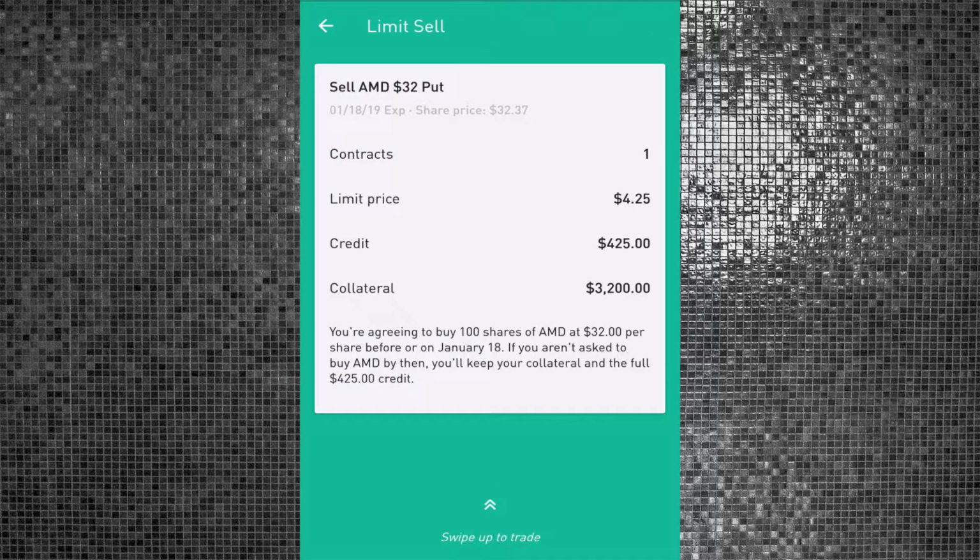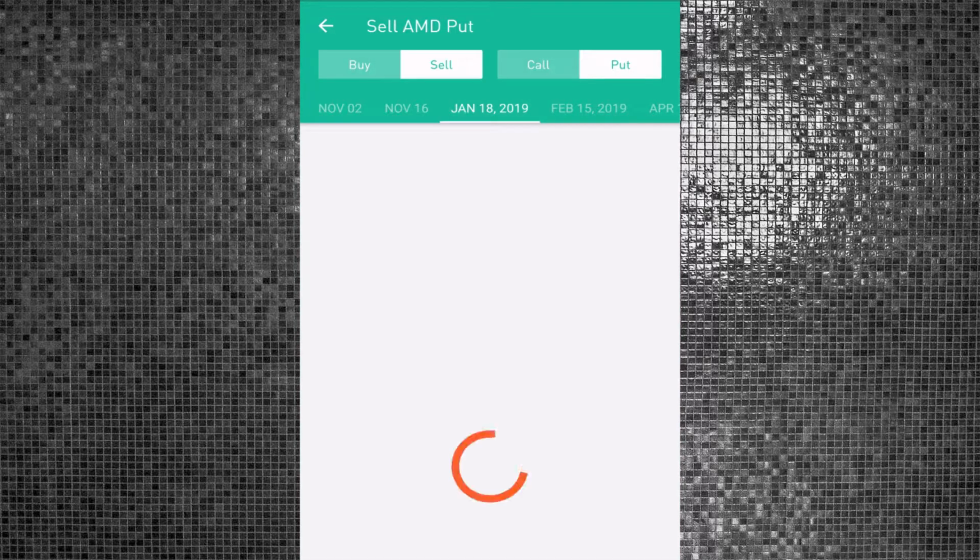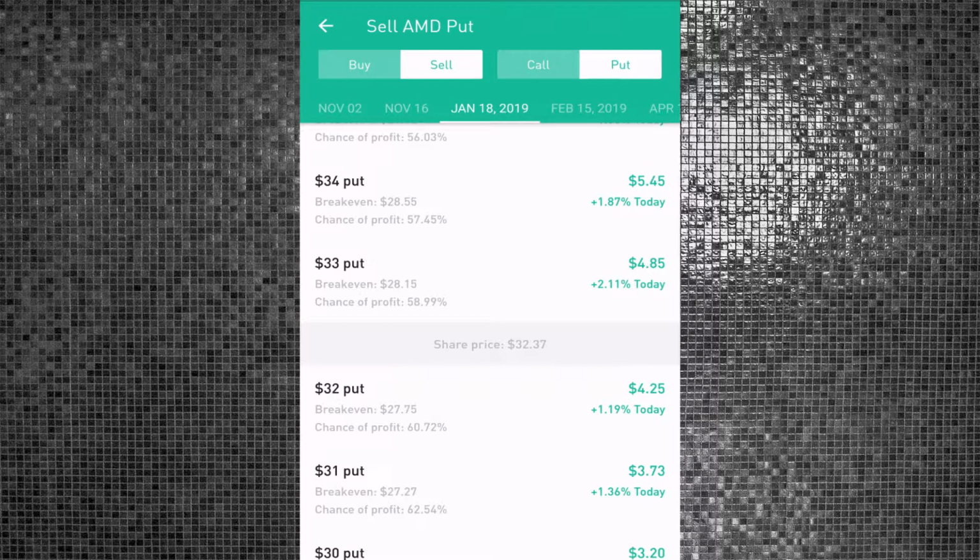But you'll see that there's a collateral that I'll have to put up. Again, I'm obligating myself to buying 100 shares of AMD at $32 per share, which equals that collateral of $3,200. So that is the basics behind how you can sell off a contract in the Robinhood portfolio.